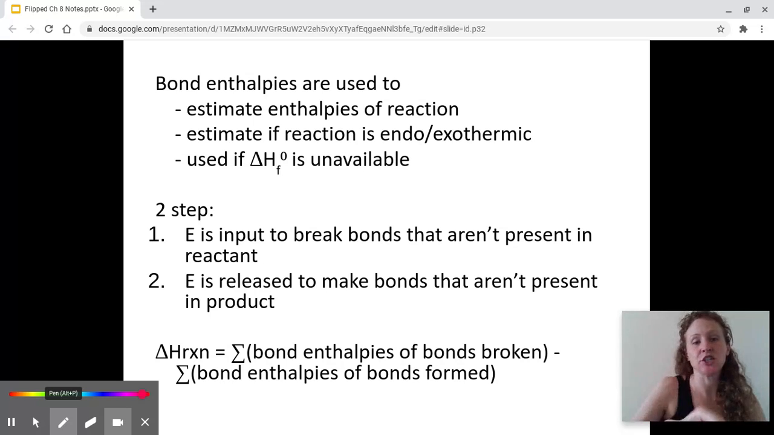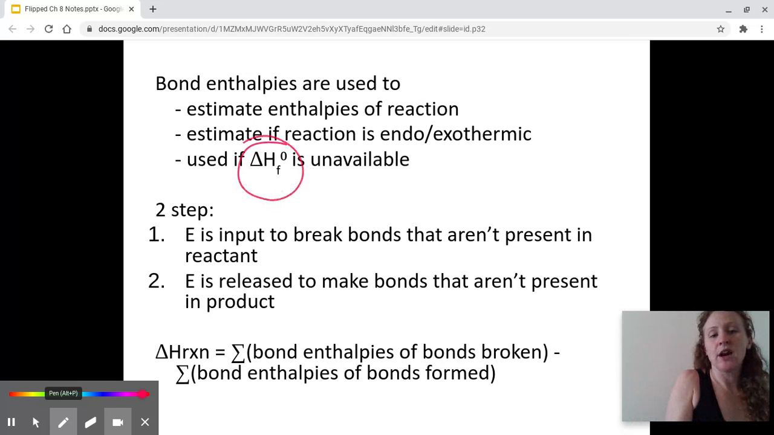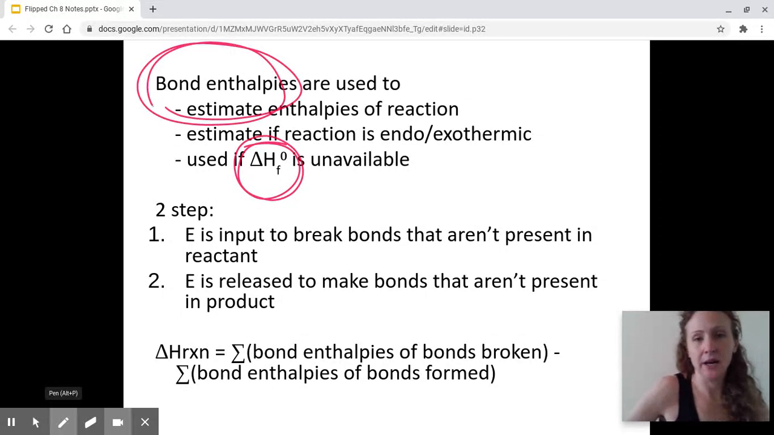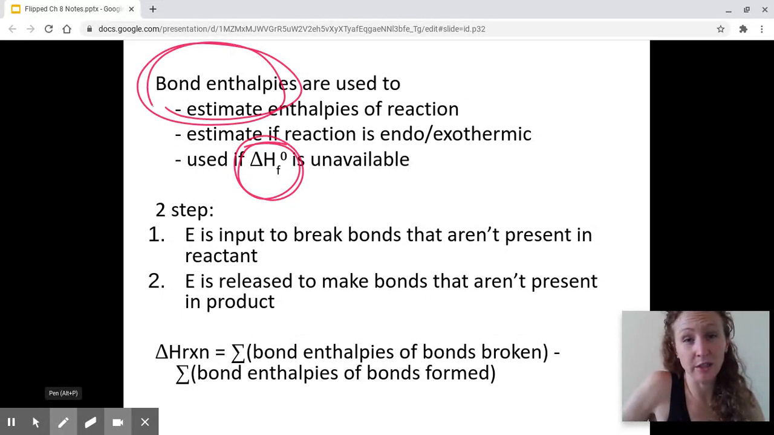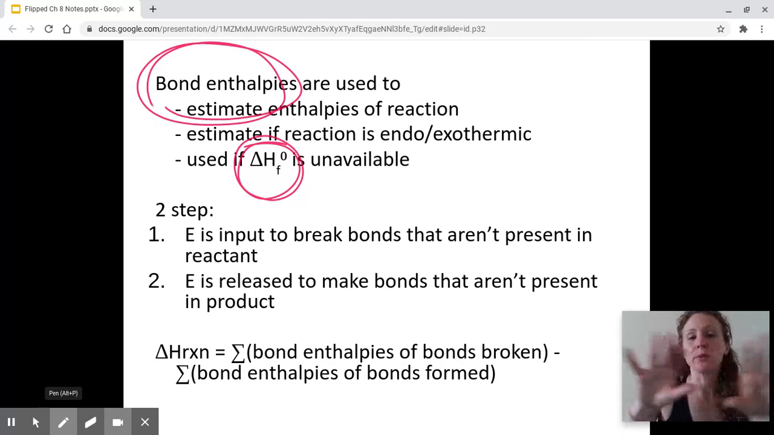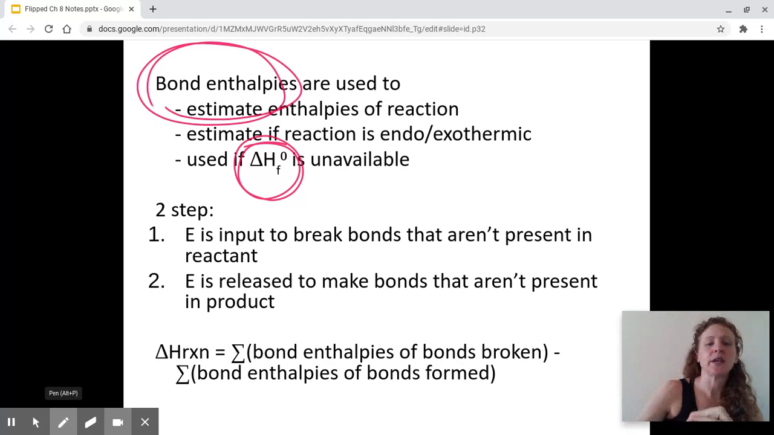So here's a good distinction to make. An enthalpy of formation is different than a bond enthalpy. This would be a really good place to sit down and do a Venn diagram and figure out, okay, bond enthalpies versus enthalpy of formation. How are they similar? How are they different? Just to kind of separate those two in your mind. They can be very similar, but they represent very different concepts.